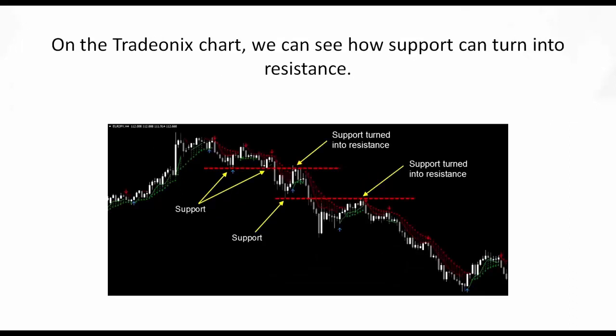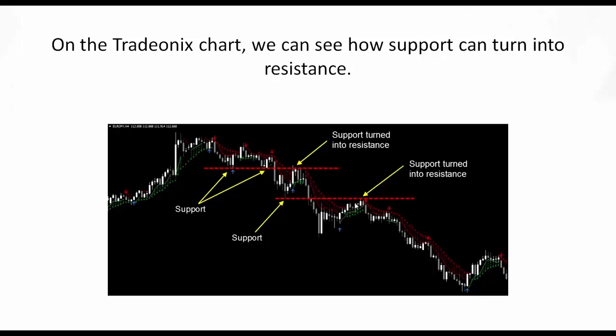Now this is the same on a real Tradeonics chart. We have support. We have two levels of support. Price finally breaks through and then uses that exact same level as resistance. Price forms another low, another support level. Price breaks through it and uses that as resistance. We even have an instance right here where it came back to test that as resistance.